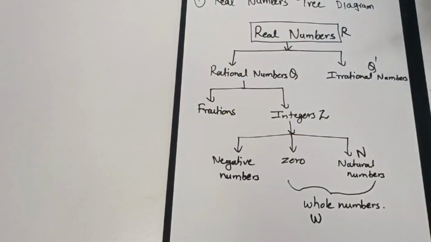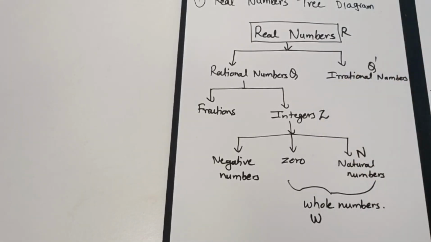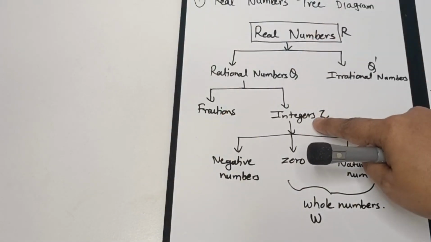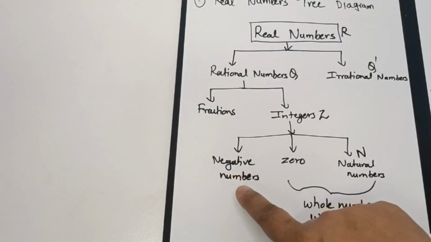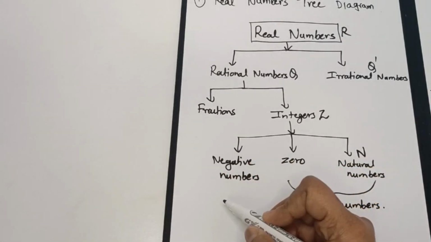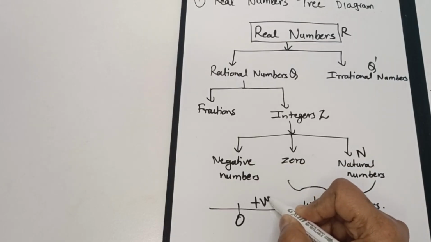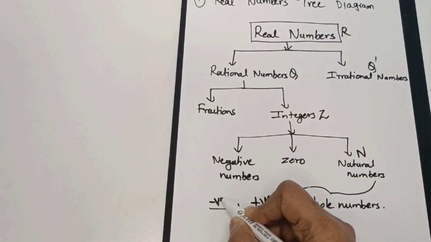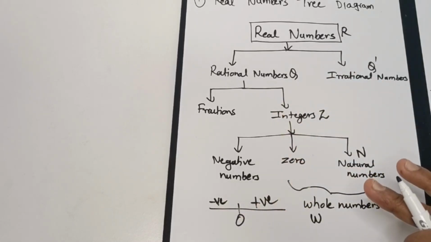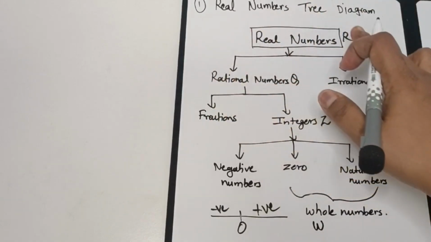You have to remember this rational number side. Irrational numbers have no bifurcation. Rational numbers have sub-numbers, the integers, and their sub-numbers are negative numbers, zero, and natural numbers. They come on a number line. I hope you know this number line where you have zero, here all positive numbers, and here all negative numbers. So this entire arm is the integers. Okay, so this is the first concept, the real number tree diagram.